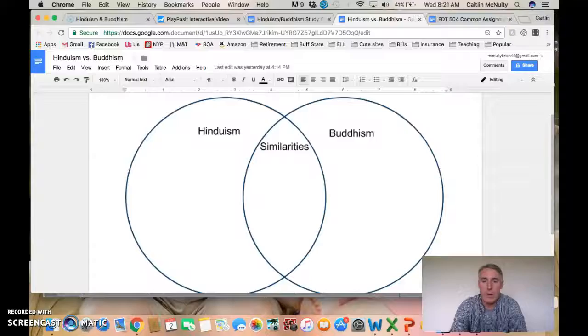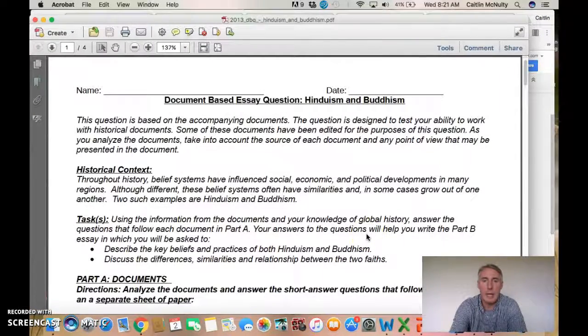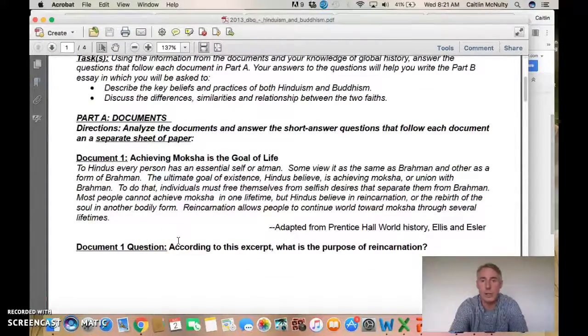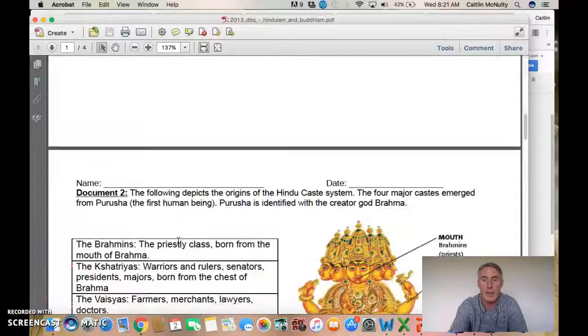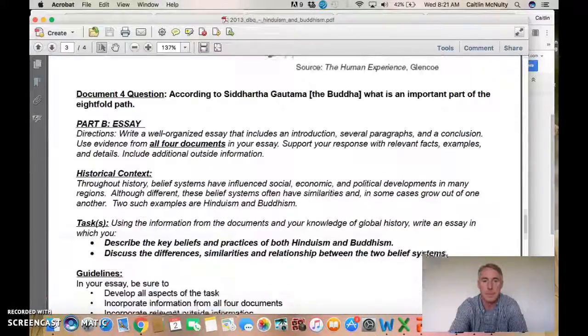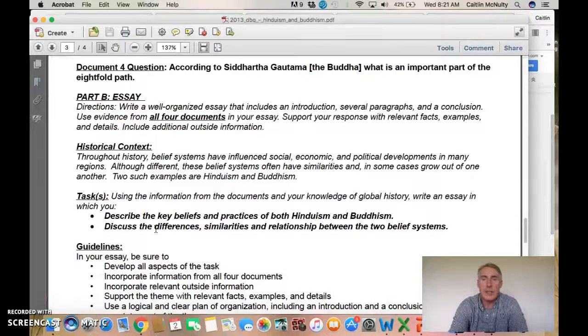For the last part, for the follow-up, we did a DBQ. This was something that Mrs. Walsh-Henshaw had found online, and she had used herself. She was planning on doing something similar to this anyway, so it worked out well. They were able to answer the document questions collaboratively. They worked as a group, and then as the summative assessment for this one, there was an actual essay, the Part B essay, asking them to do essentially the same thing that they did with the Venn diagram, describing both the key beliefs and practices of Hinduism and Buddhism, and then discussing the differences, similarities, and relationships between the two belief systems.